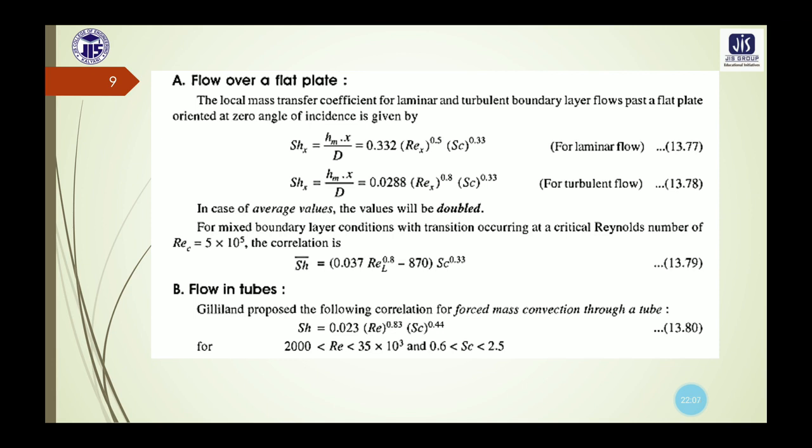For mixed boundary layer conditions with transition occurring at a critical Reynolds number of 5 into 10 to the power 5, the correlation in terms of the Sherwood number is 0.037 (Reynolds number to the power 0.8 minus 870) into Schmidt number to the power 0.33. So these are the three different representations of the Sherwood number when the fluid is flowing over a flat plate.